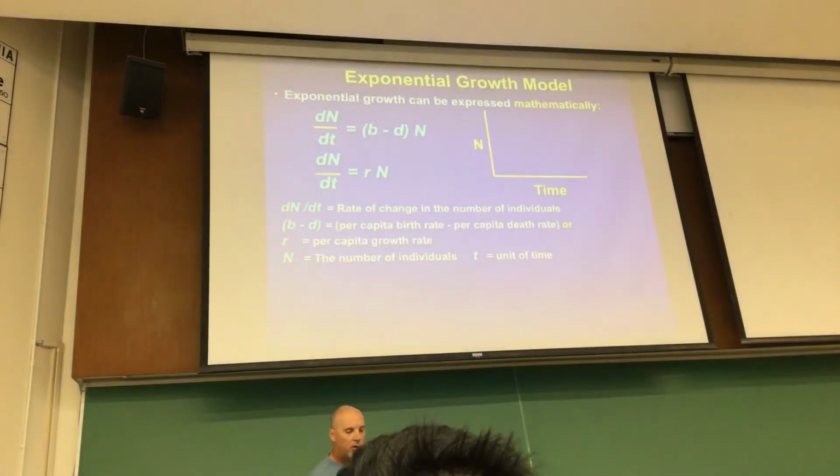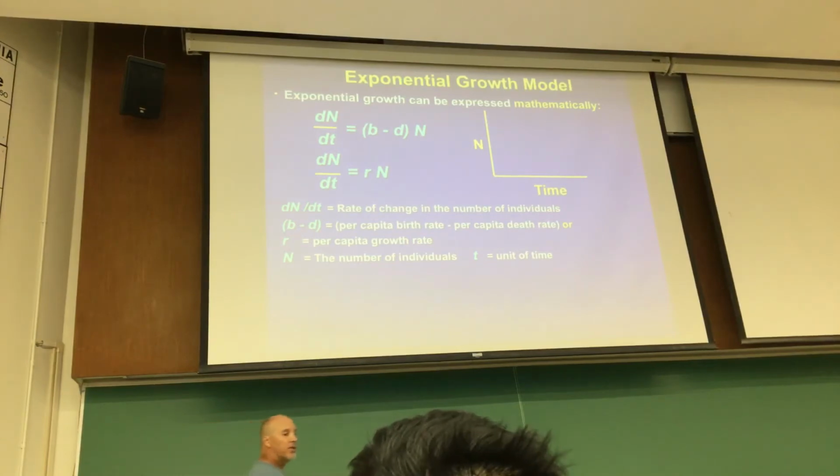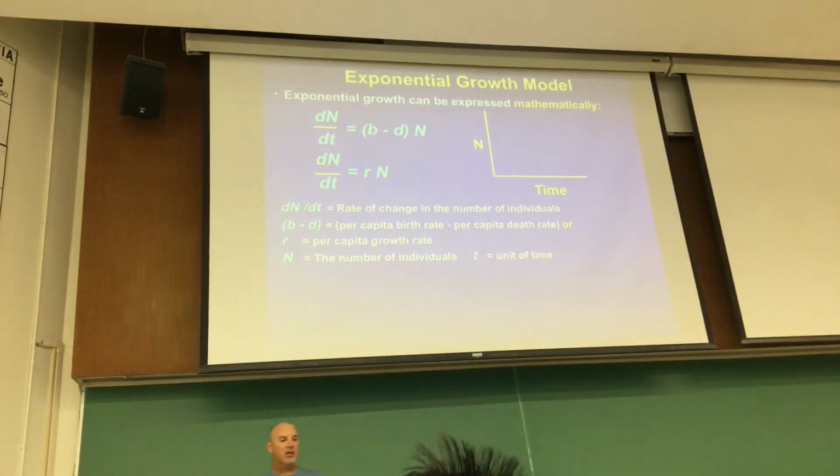All right, well, let's take a look at a model that can actually describe that. And so this model describes that J-shaped curve very precisely. dN/dt = (b - d)N. Well, what does that mean? It's simply saying the change in the population size or density over the change in time is a function of how many are born minus how many die, times the population size.